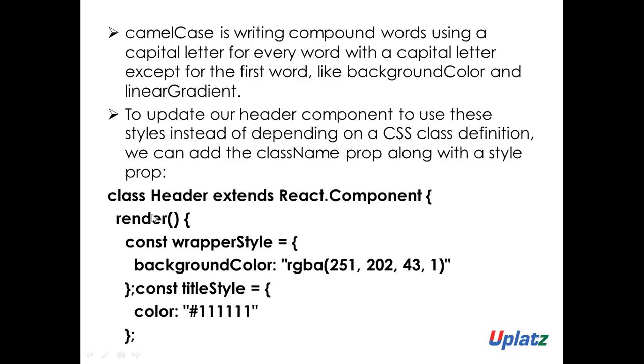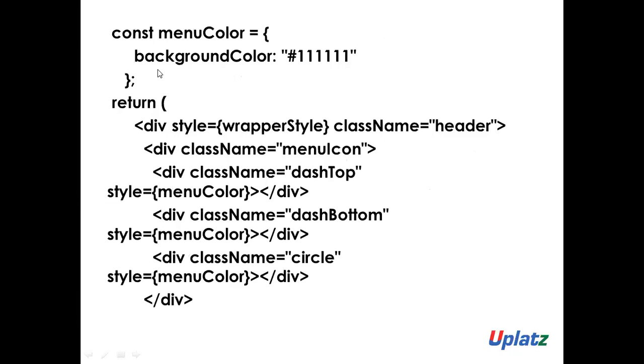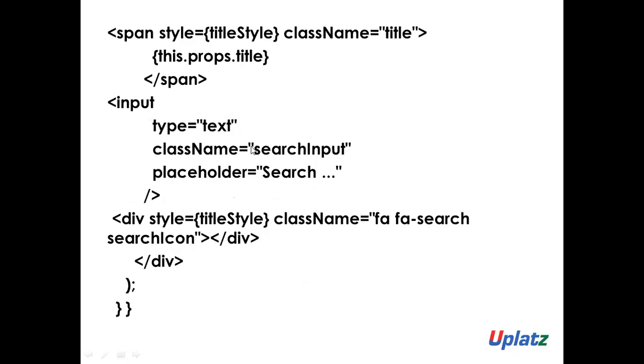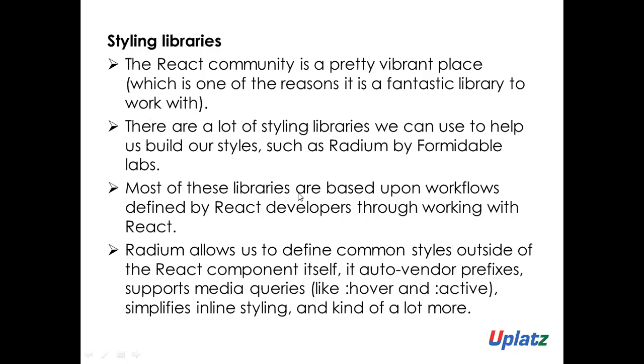So this is the particular thing. Class header extends React.Component. For background color, I have RGBA. I'm just wrapping the style inside my render. Constant little style, I have a color. Constant menu color, this is my background color. In returning that, I have a wrapper style, menu icon top and bottom circle. These are the things I'm just returning, and this would be my search input. Everything I have copied from that.